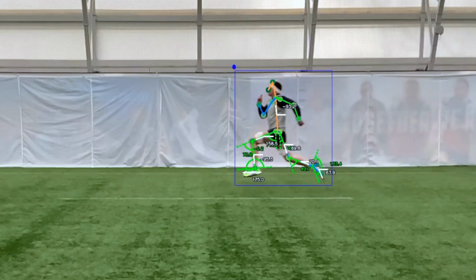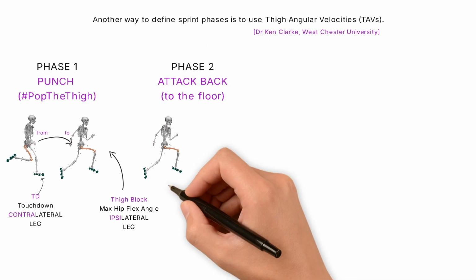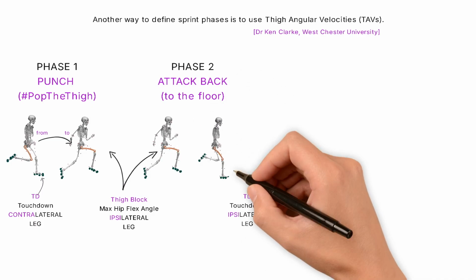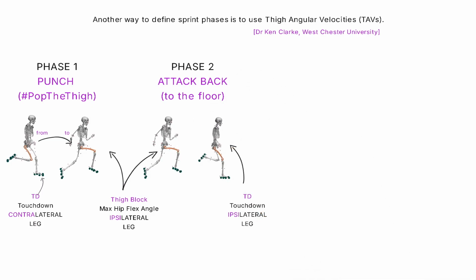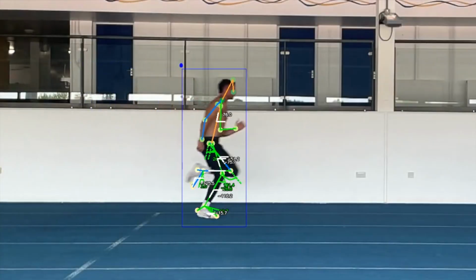The next phase is the attack back phase, which starts from thigh block and ends at the touchdown of the same leg. You want to have a hammer-like action so that you increase elastic energy return during the following push phase. This will also affect where the foot strikes the ground and the shin angle at touchdown. Think about hitting the ground like a hammer.